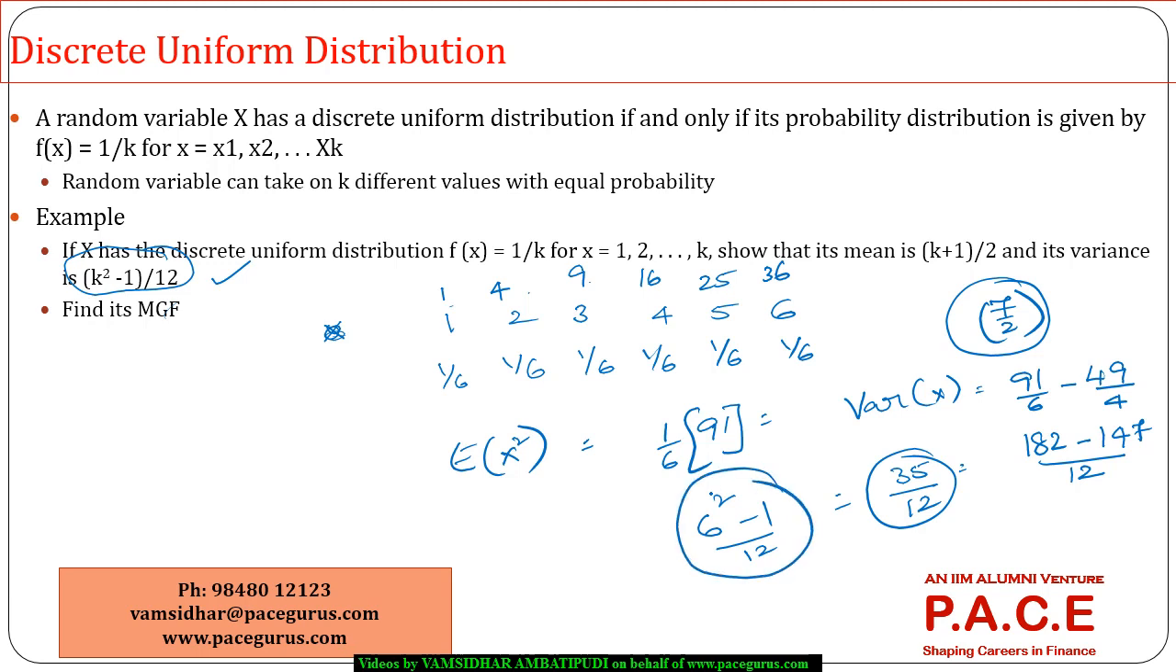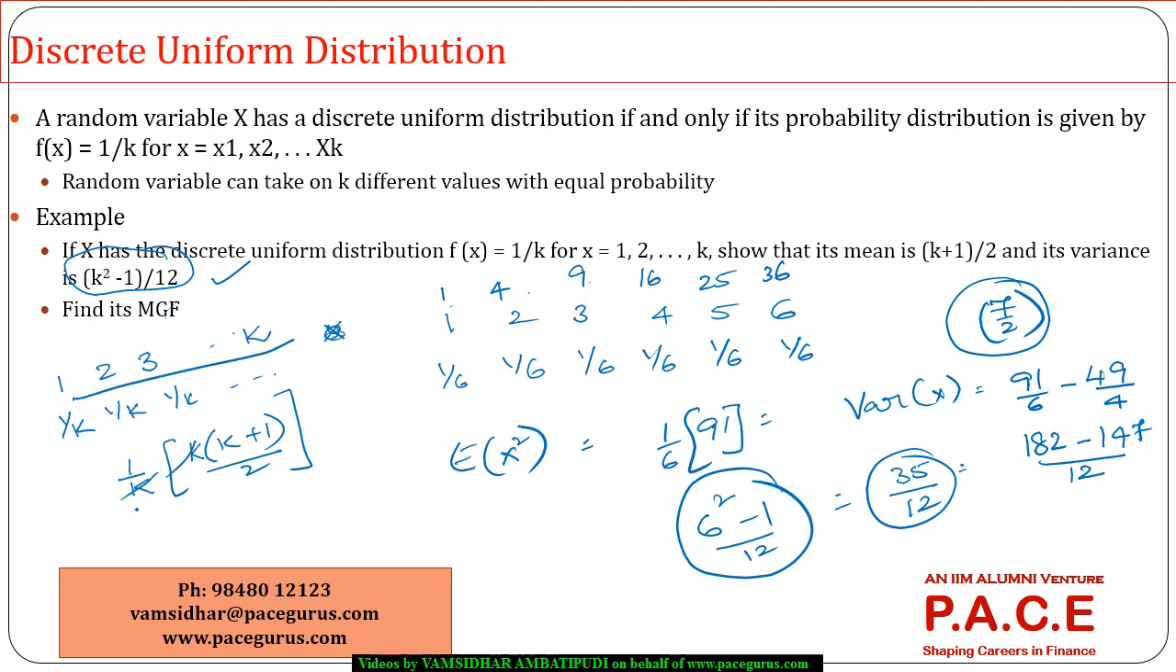So we can very well say, for whatever the different values of k that are possible, for x equal to 1 to k, the same logic, if you generalize it, 1, 2, 3, so on up to k, the probabilities are 1 by k, right? Now what is the mean? 1 by k into 1 plus 2 plus 3, so on k terms. That is k into k plus 1 by 2, the sum of first k terms of an arithmetic progression like this. So which is becoming k plus 1 by 2. So this is the mean part, which is what we are able to show.